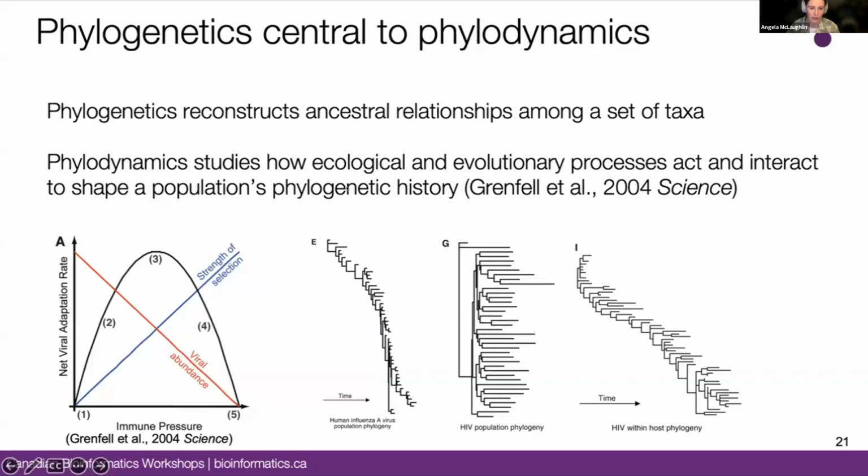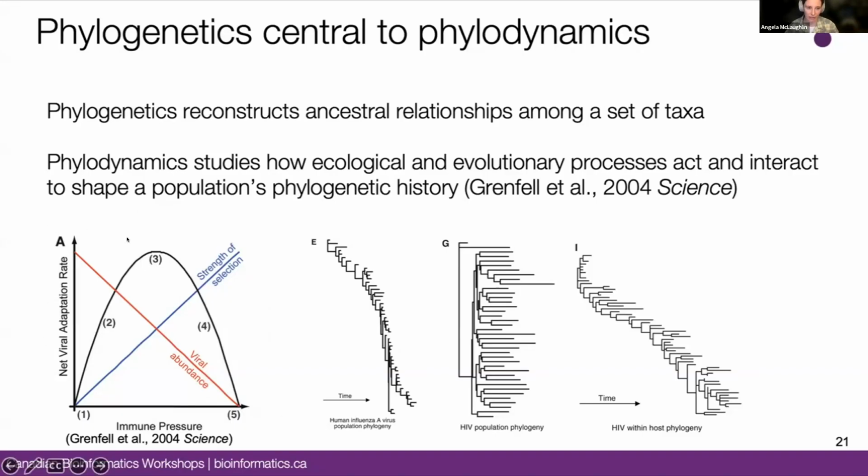So let's spend a little time just making sure that we're all clear on what these figures mean. So on the left, this is a very famous figure actually, despite just being a cartoon. This shows the immune pressure on the x-axis and the net adaptation rate on the y.